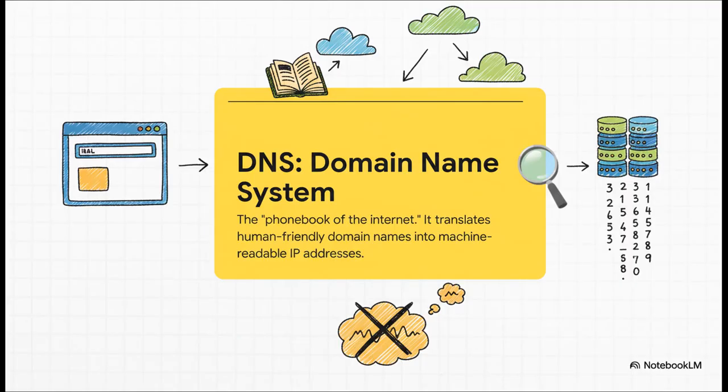First up is DNS. When you type google.com into your browser, your computer has no idea what that means. It first has to ask a DNS server to look up that name and translate it into the numerical IP address the network understands. Without DNS, we'd have to memorize long strings of numbers for every single site we wanted to visit. It is truly the internet's phone book.